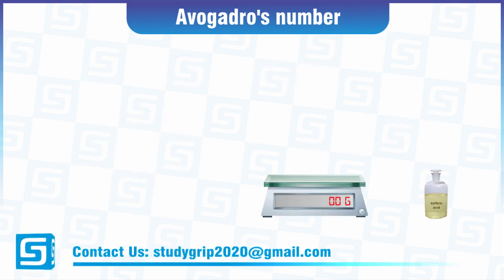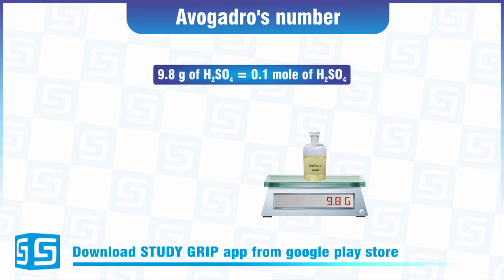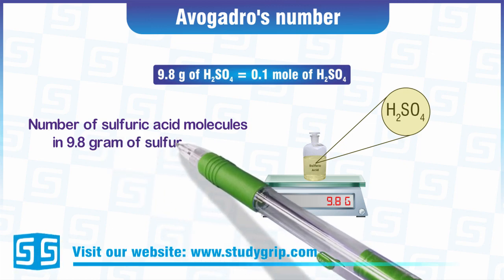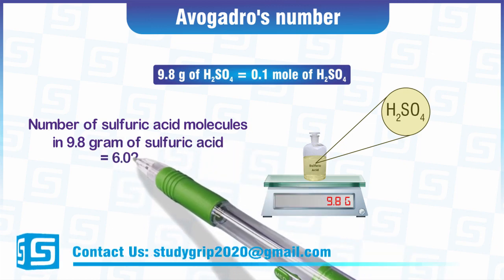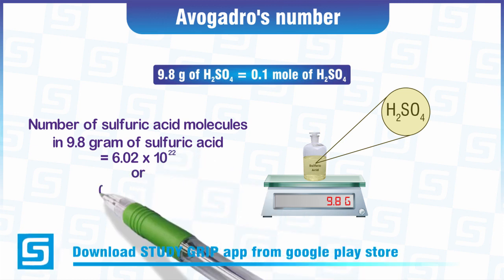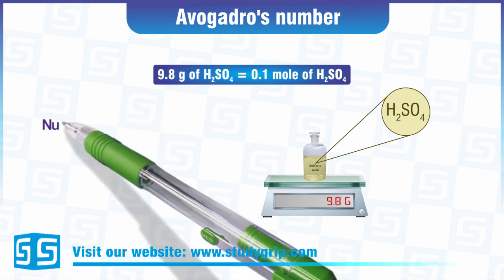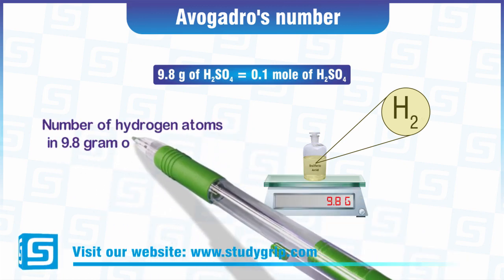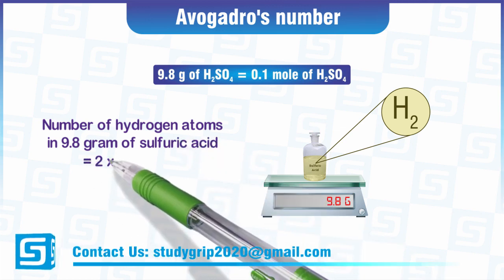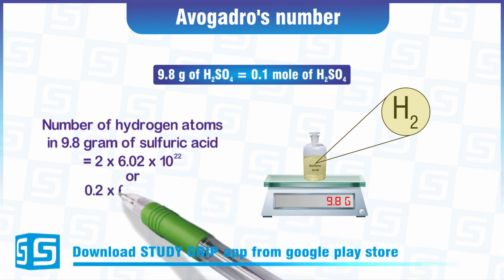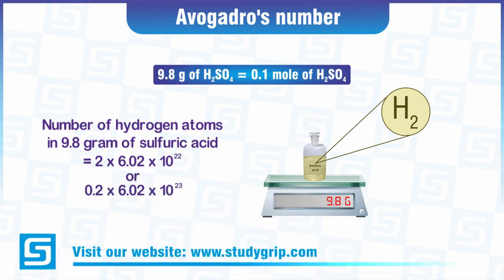Now, suppose we have 9.8 gram of sulfuric acid. 9.8 gram of sulfuric acid is equal to 0.1 mole of sulfuric acid. The number of sulfuric acid molecules in 9.8 gram of sulfuric acid is equal to 6.02 × 10^22, or 0.1 × 6.02 × 10^23. The number of hydrogen atoms in 9.8 gram of sulfuric acid is equal to 2 × 6.02 × 10^22, or 0.2 × 6.02 × 10^23.